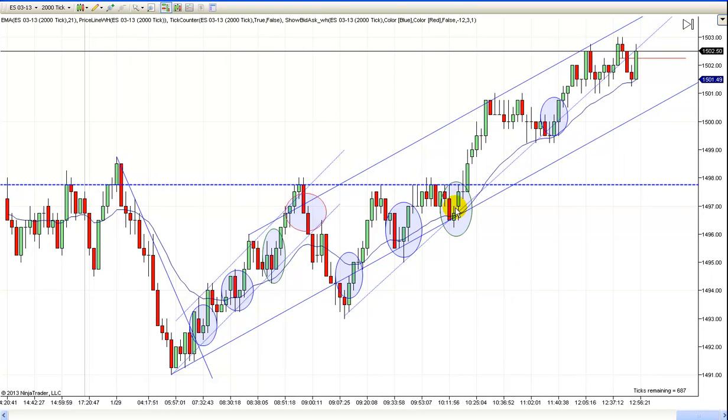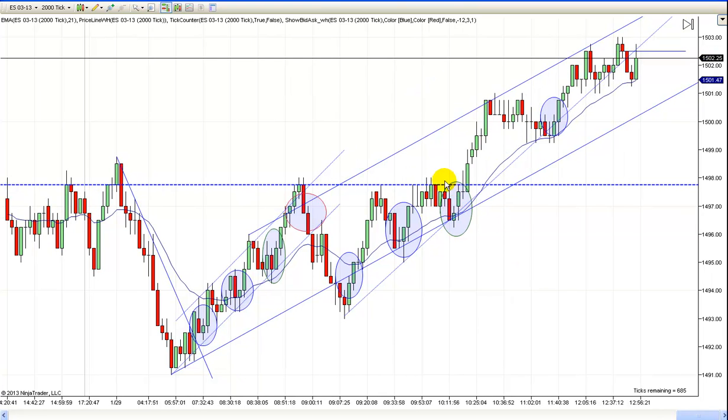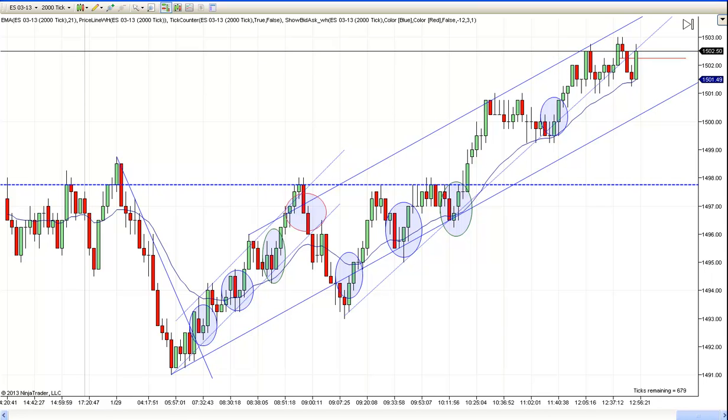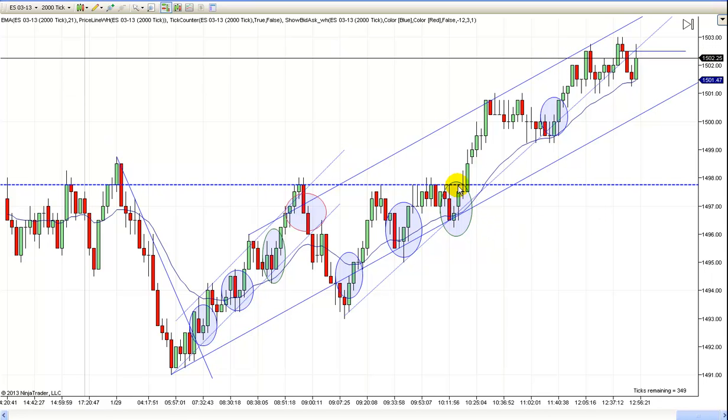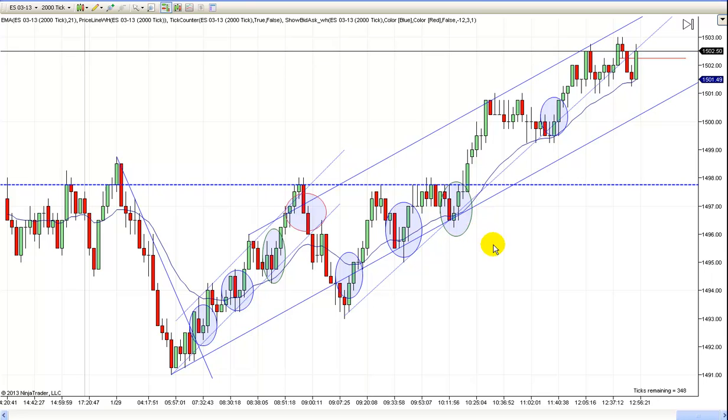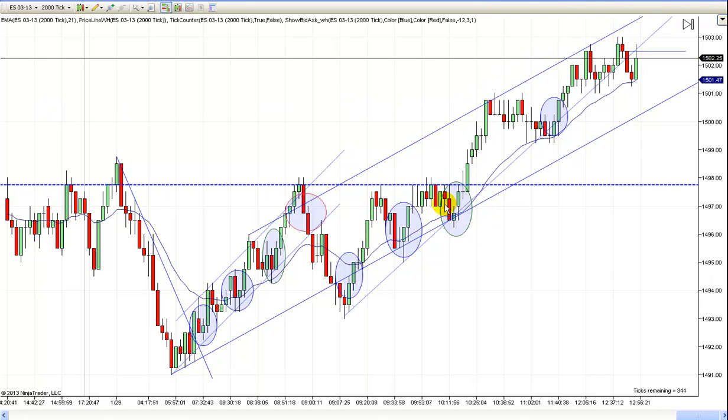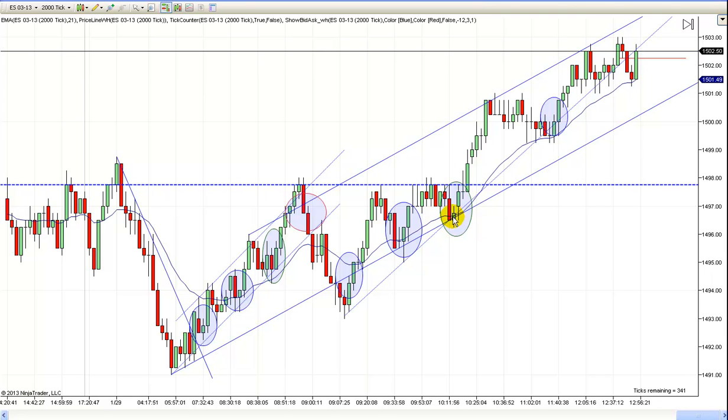So I drew this one in green. It's a second entry long. It's a two-legged pullback to the EMA, the trend line, all the reasons we like to go, but because of the strong resistance, you may have hesitated to go long here. So anyway, that's the reason I drew that one in green. I had a little distraction there, so I can't remember exactly where we left off on this one, but I drew it in green for that reason.